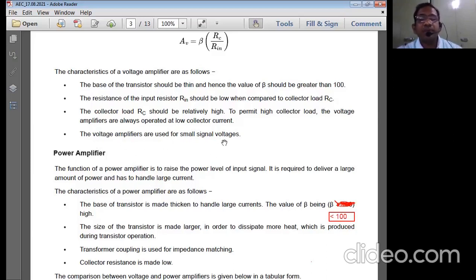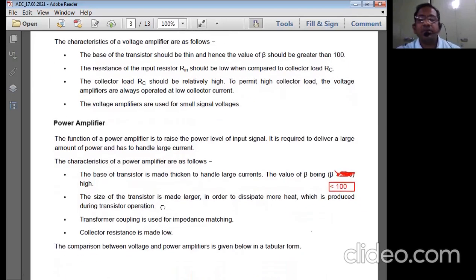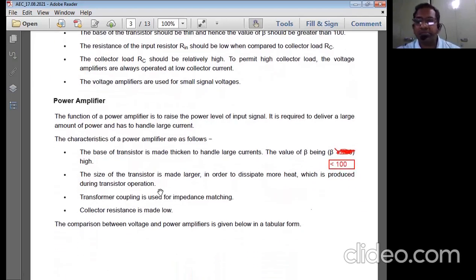So voltage amplifiers, there is a constraint now, are normally used as small signal amplifiers. What do you mean by small signal? It operates between 1 millivolt to approximately, say, 5 millivolts. Millivolts is a very small signal. So the voltage amplifiers are going to operate with very small input voltages. Therefore, voltage amplifiers can be called small signal amplifiers.